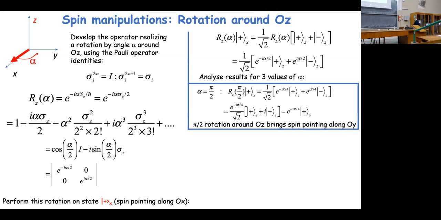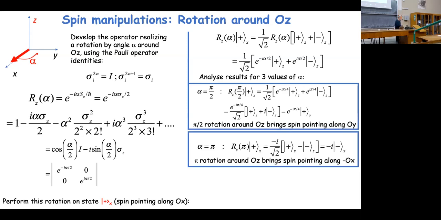So now what will happen if you make a pi rotation? If you make a pi rotation, clearly you will go from the plus state along x to the minus state along x. And it's what you get here. The pi rotation brings you to the minus state. You go from plus to minus. You just flip the spin along the x direction.